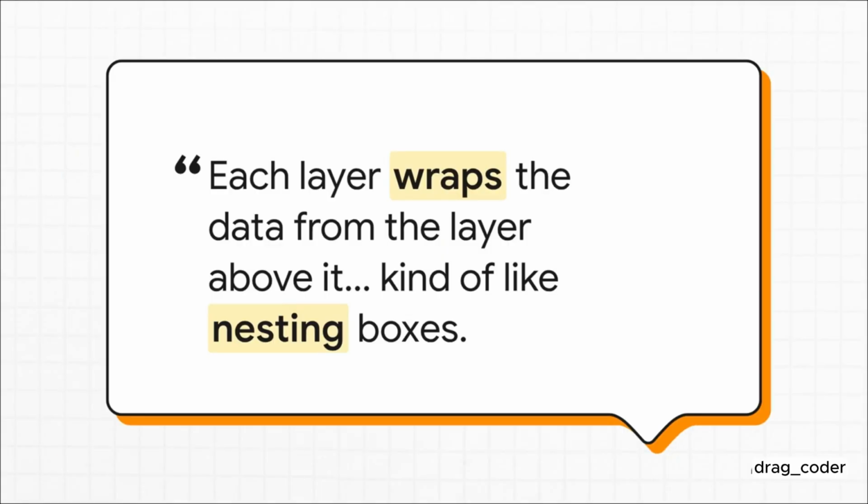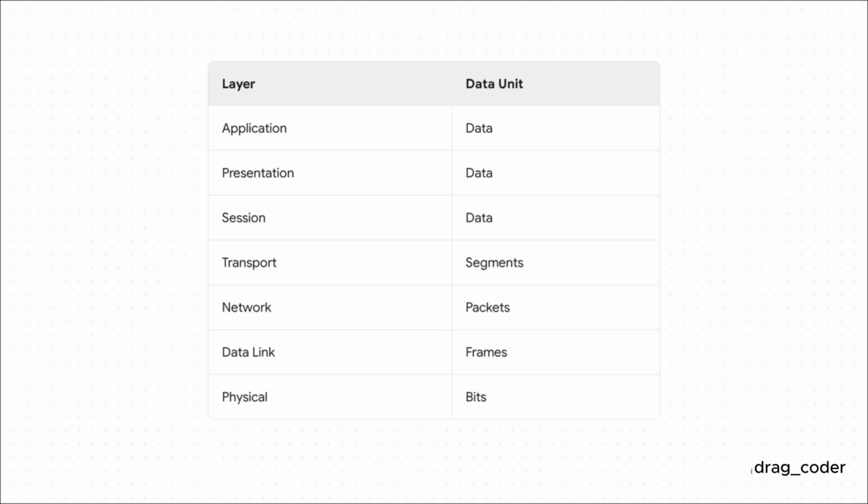Okay, so as your data travels down through all these layers, this process called encapsulation happens. Each layer basically wraps the data from the layer above it, adding its own little bit of information. Kind of like those nesting boxes you see. It just keeps getting put inside a slightly bigger box. And as it gets wrapped up in each of those new layers, the name we use for the data unit actually changes.